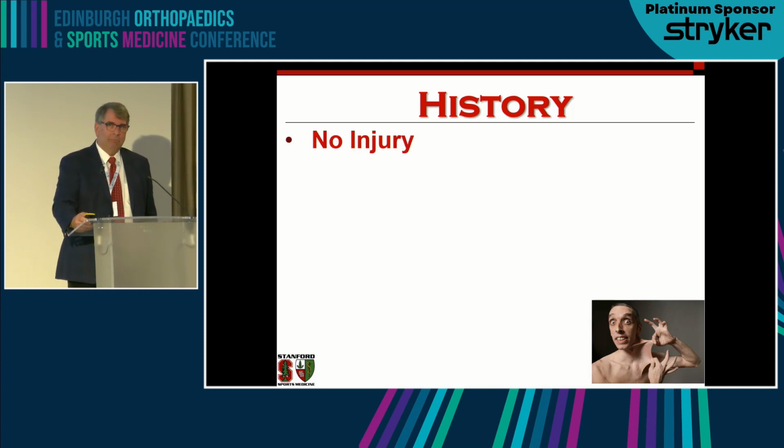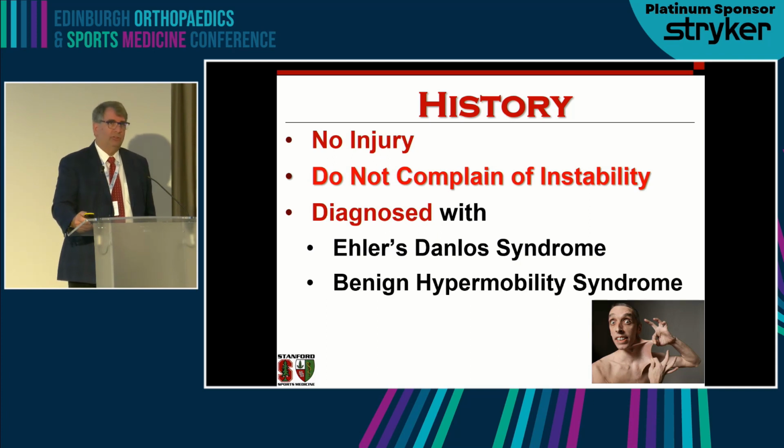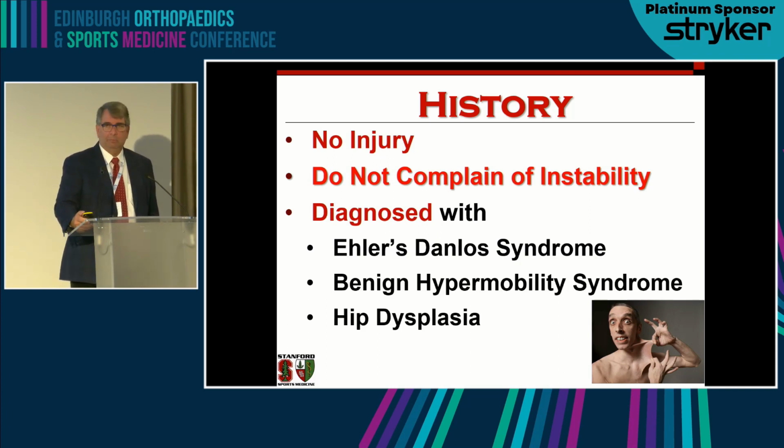So the history isn't so great. Oftentimes there's no history of injury. Sometimes they might have some microtraumatic injury. They don't complain of instability. Oftentimes they'll be diagnosed with Ehlers-Danlos syndrome, benign hypermobility syndrome, hip dysplasia, or borderline dysplasia.